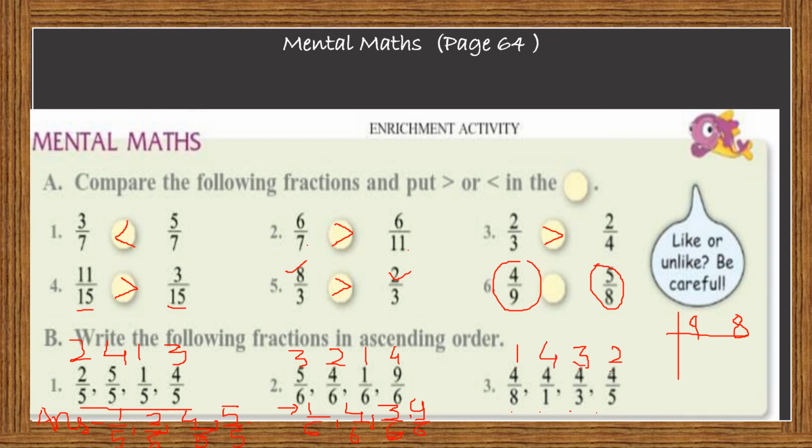Yes, because we have to look here for ascending order. Isn't it? So 4 upon 1 will come first. Sorry, 4 upon 8 will come first. Afterwards 4 upon 5 will come. Then 4 upon 3 will come. And at the end 4 upon 1 will come.